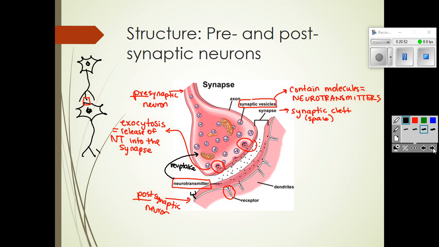Now, all of this requires energy, and so while this is not our main topic, hopefully you can see that there are mitochondria, and it's there because this whole process requires a ton of energy. Energy to release the neurotransmitters out into the synapse, energy to take them back when the action potential is over.